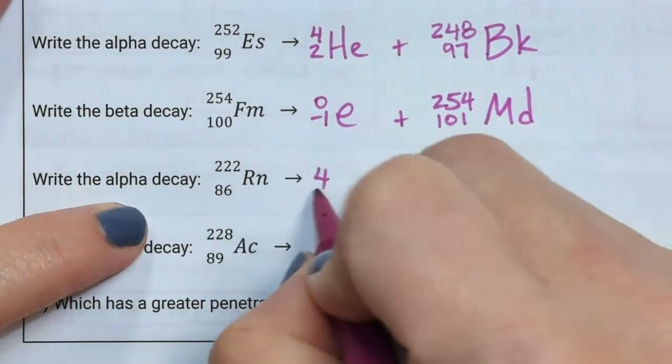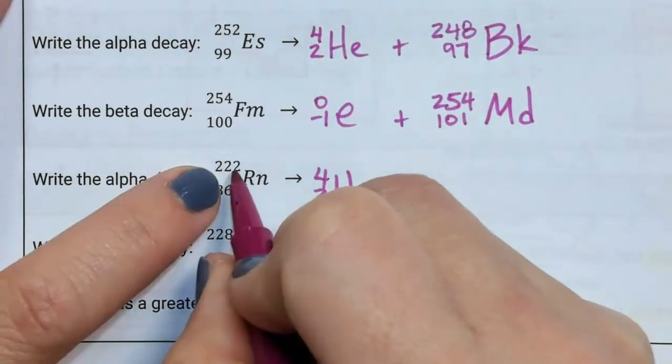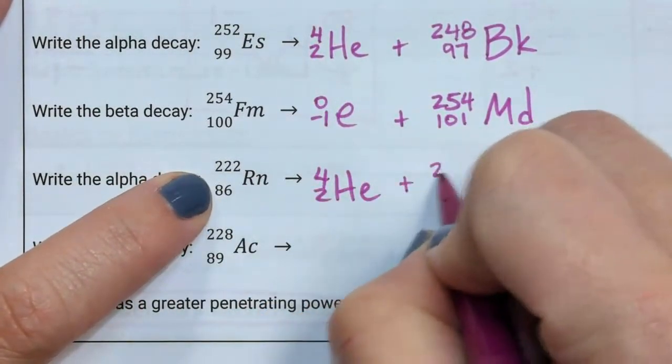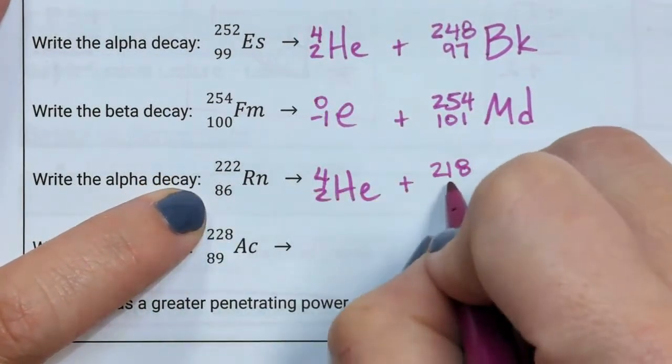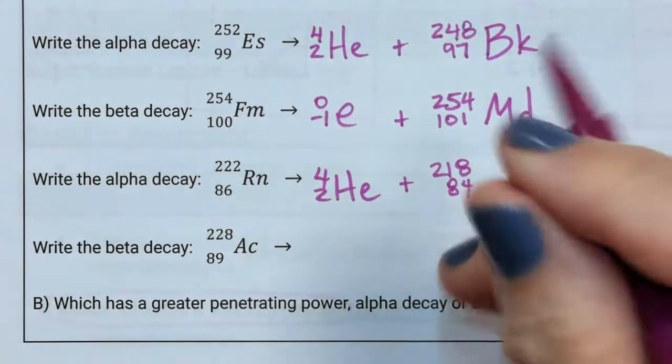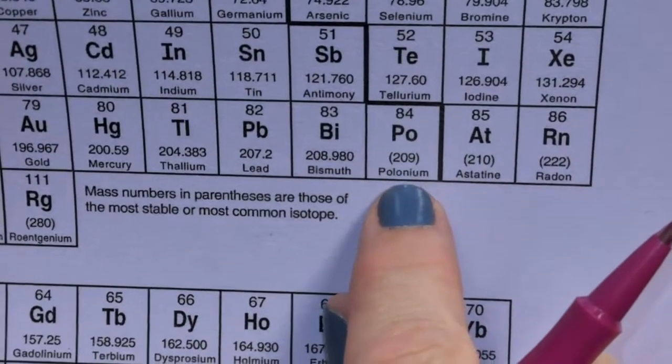Alpha decay, give off a 4 over 2 helium. This is going to go down by 4 and become 218. 86 minus 2 is going to give me 84. And element number 84 is Po, polonium.